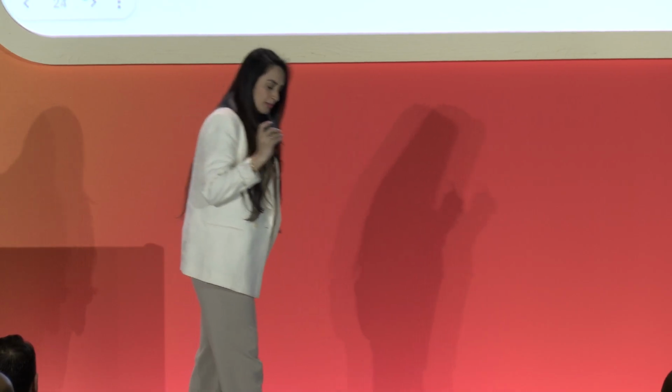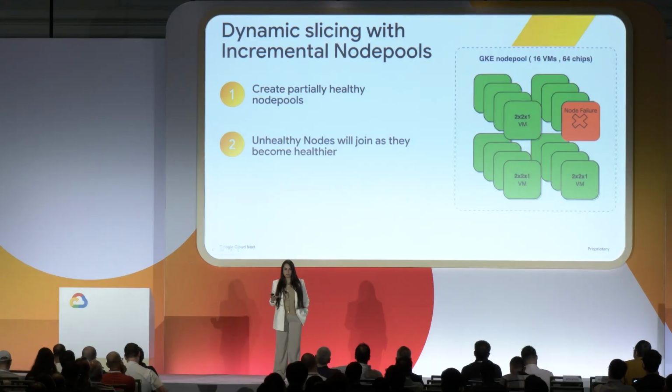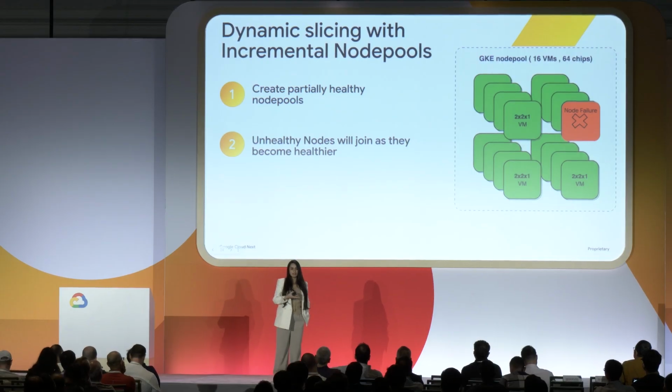And the other paradigm shift that we are bringing in dynamic slicing is called incremental node pools. What happens, this is a question back to you guys, when you create a node pool in GKE for TPU, and let's say you are asking for a 16 VM node pool, and there's no capacity for all the 16 VMs to be healthy? What happens? Does it fail, or does it provision?